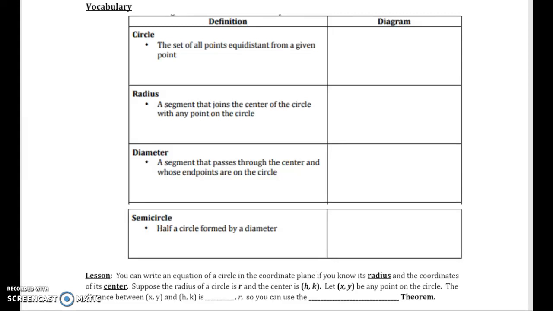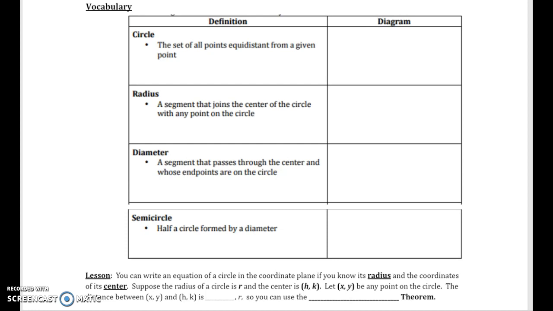Unit 10, Lesson 1 on equations of circles. So this is our first lesson for our new unit. Our objectives today are to write the equation of a circle given a center and a radius, given the center and a point on the circle, write the equation, and also write the equation if we are given the endpoints of the diameter.